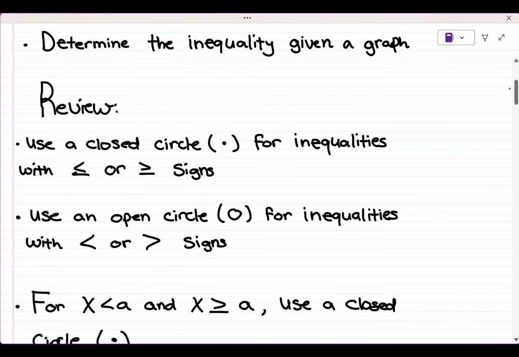Dealing with inequalities, you use a closed circle or a dark circle for inequalities that have the symbol less than or equal to or greater than or equal to. If you see these symbols, that's how you know you would use a dark circle, or you can also use brackets. If you see an open circle, your inequalities will have the sign less than or greater than. You can also use parentheses.